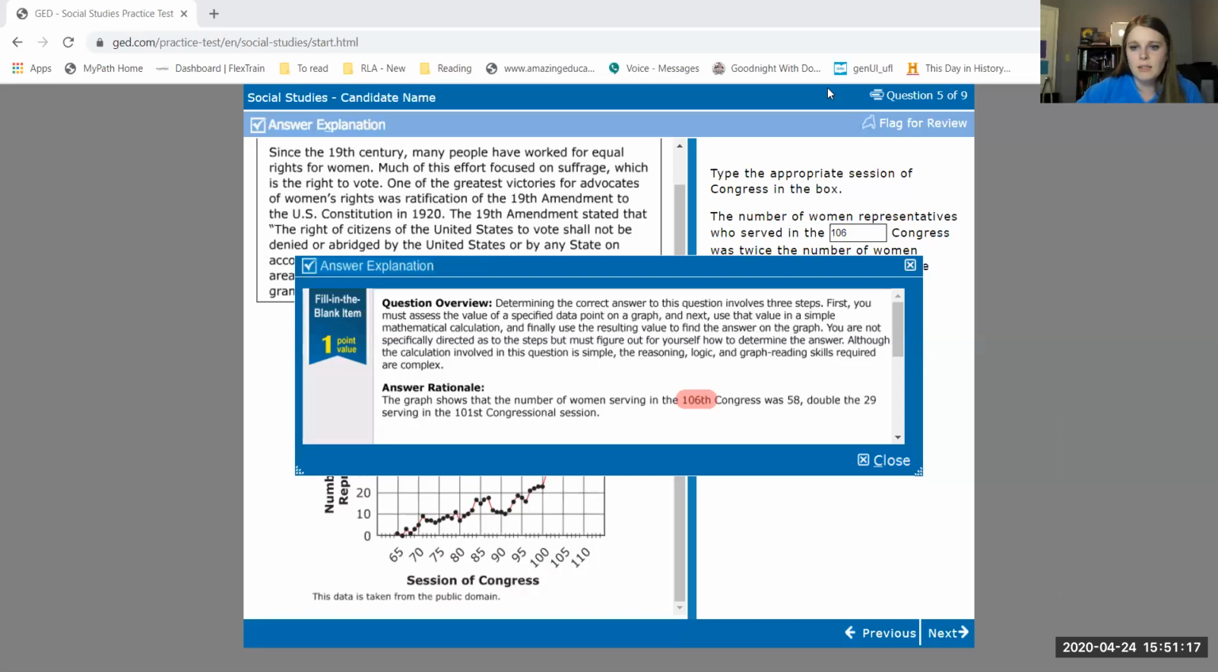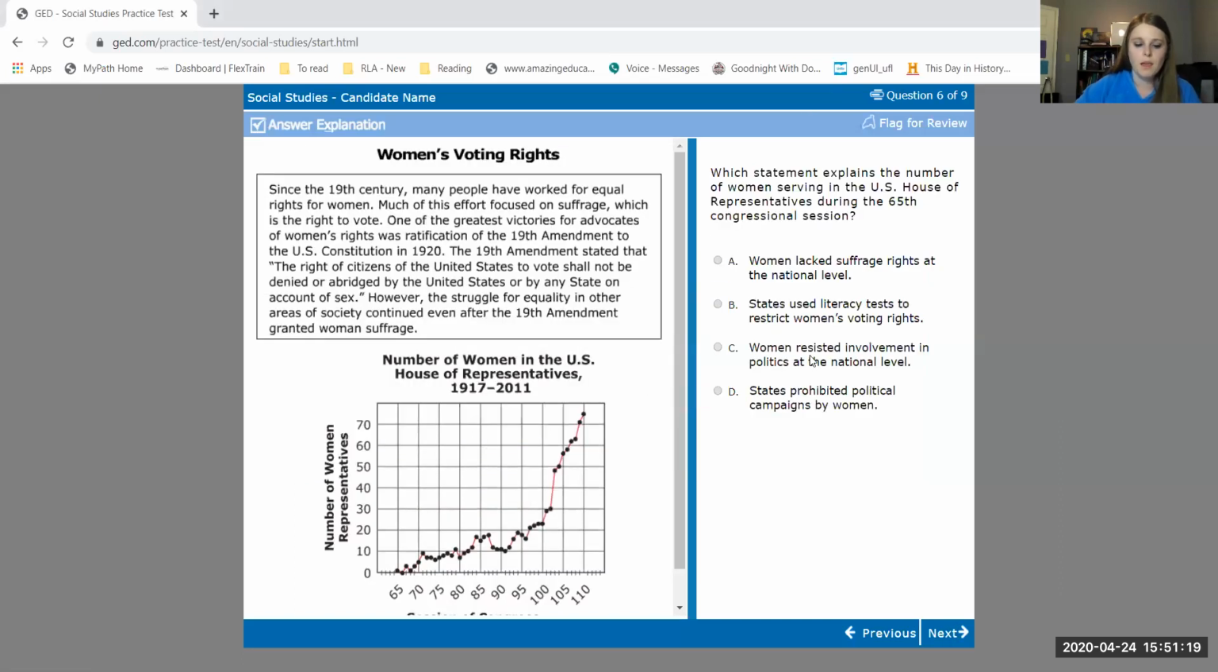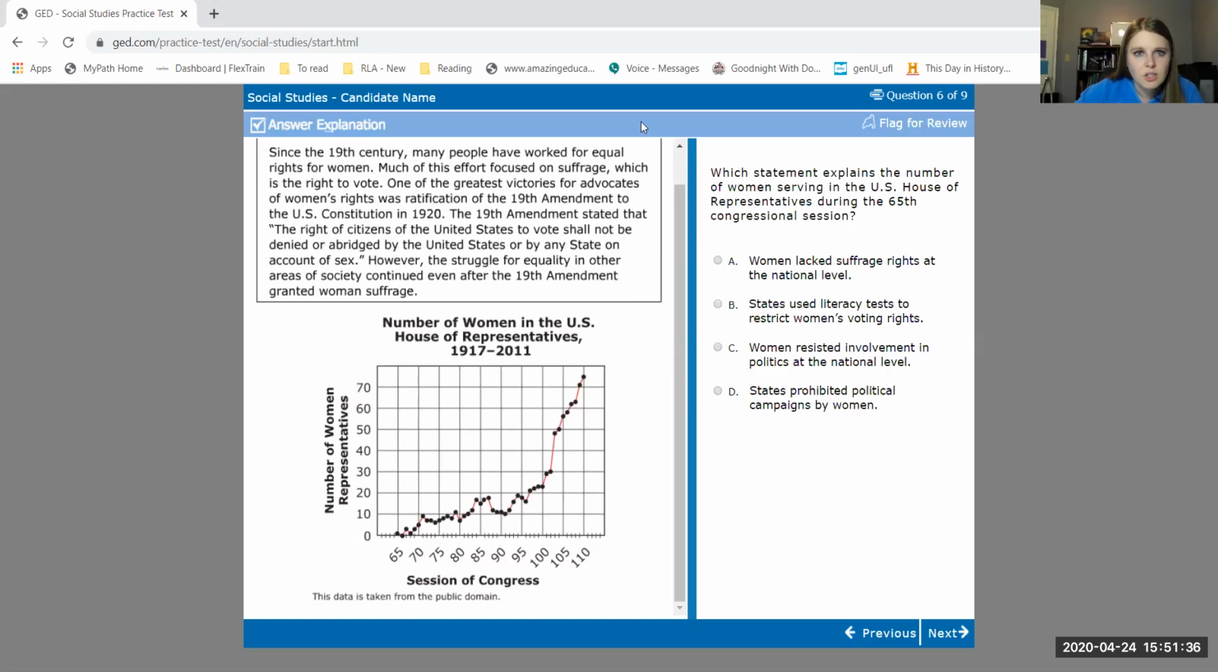All right, let's take a look at our next one. Last question to go with this chart. Which statement explains the number of women serving in the U.S. House of Representatives during the 65th congressional session? So again, we're going to find that chart number. There's our 65, and it looks like maybe there was one woman in the U.S. House of Representatives at that point.